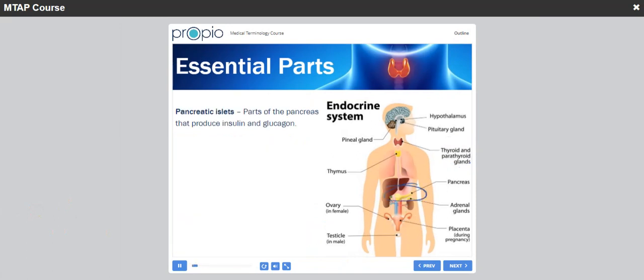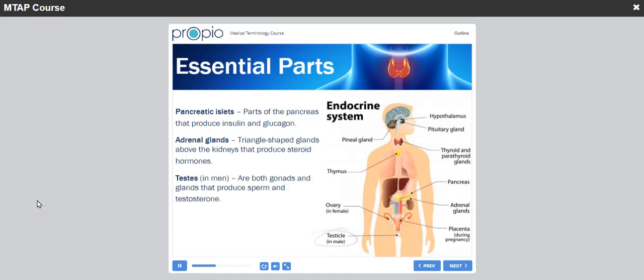Adrenal glands are triangle-shaped glands above the kidneys that produce steroid hormones. Testes, in men, are both gonads and glands that produce sperm and testosterone. Ovaries, in women, release ova or eggs and release progesterone and estrogen.